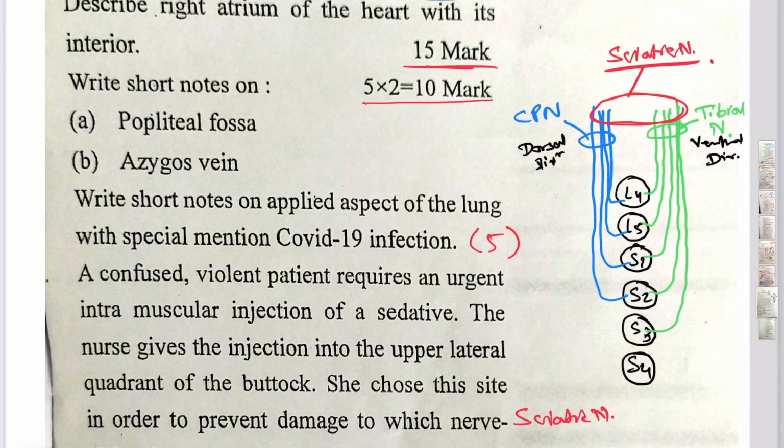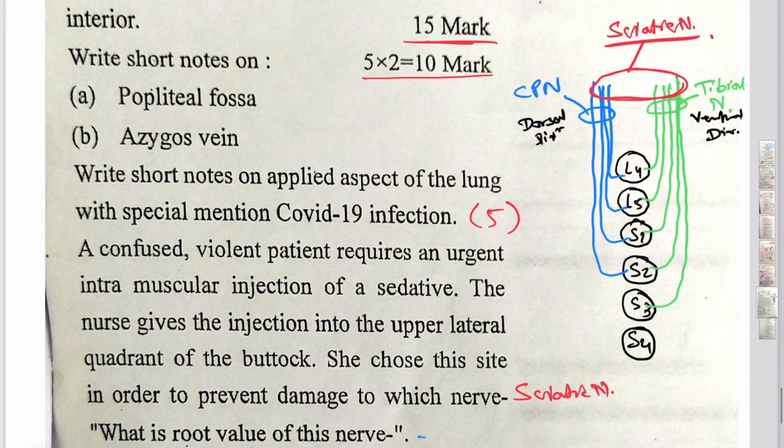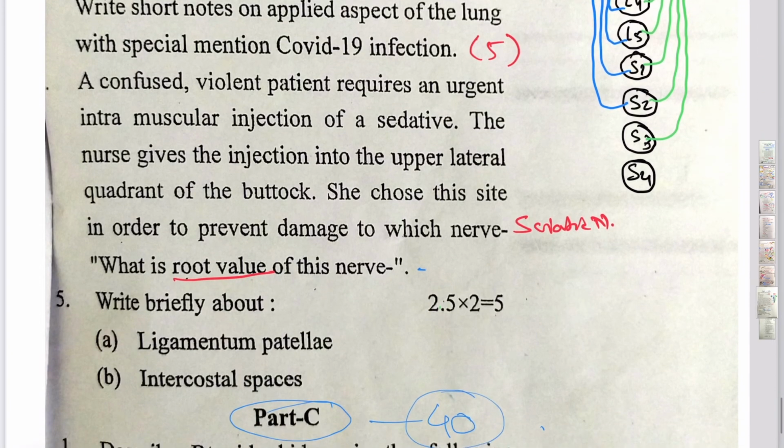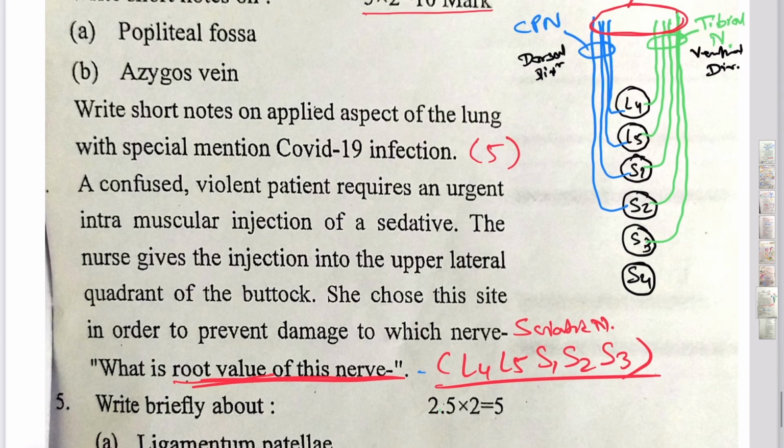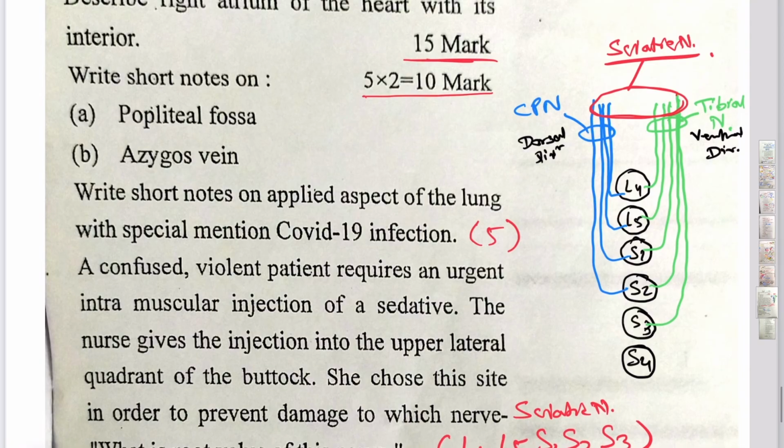Tibial component arises from the ventral division L4 to S3. Common peroneal nerve arises from the dorsal division L4 to S2. So in case this was the question for you, you can describe as I have mentioned here, because they've asked for the root value. The root value is actually L4, L5, S1, S2, S3. But S3 is not included in the dorsal division that is forming the CPN. So the better way of expressing is drawing the same diagram which I have mentioned here.